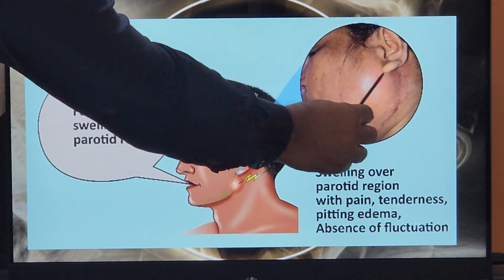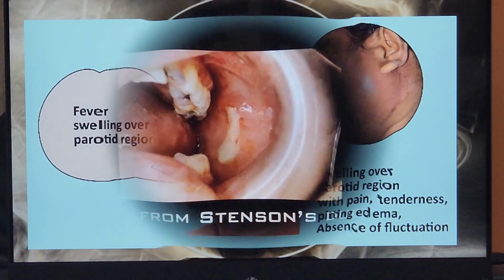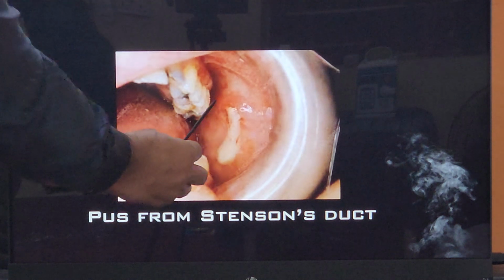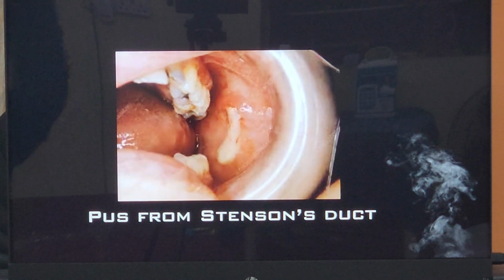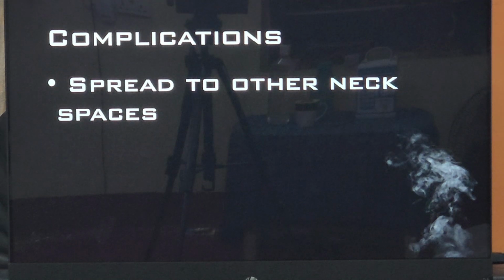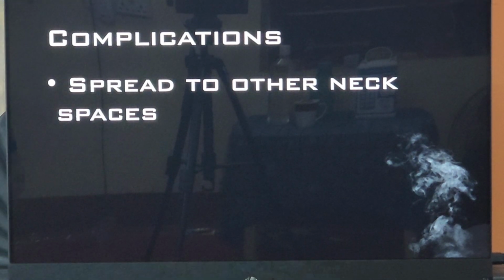Now, when we massage this area, the parotid area, and we examine the oral cavity, there is a duct opening here, Stenson's duct. Pus discharge can be seen coming out from the Stenson's duct, and usually the pus will be collected for culture and sensitivity. Suppose it is just left like that, this infection, this abscess can spread to other spaces in the neck.